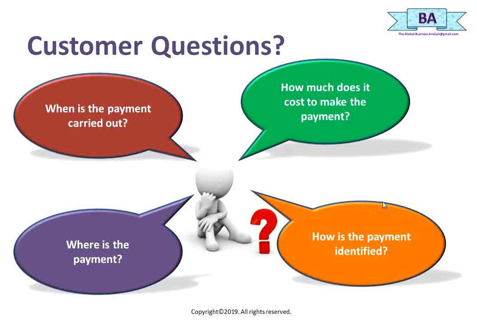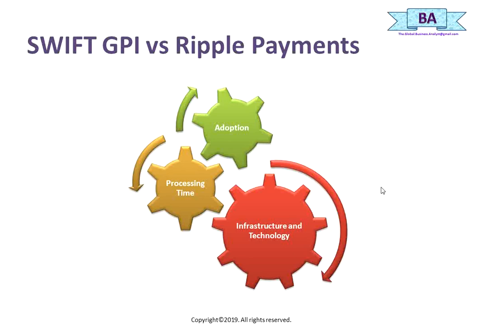Okay, now coming to the interesting slide. In one of the videos I have mentioned the alternative to SWIFT is Ripple. It's a new technology, the Ripple network. So we have compared SWIFT GPI versus Ripple payments here. Ripple has forced SWIFT to improve payment processing standards, which have previously been ignored or taken for granted by SWIFT.